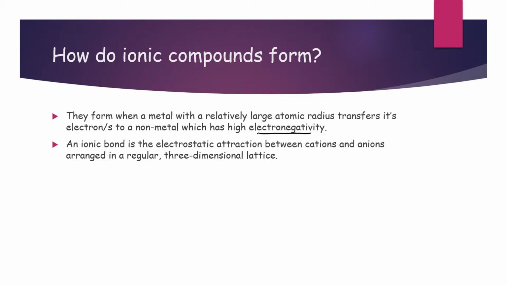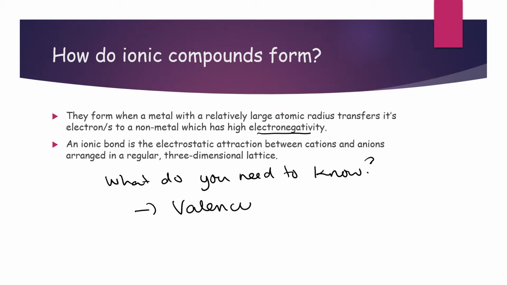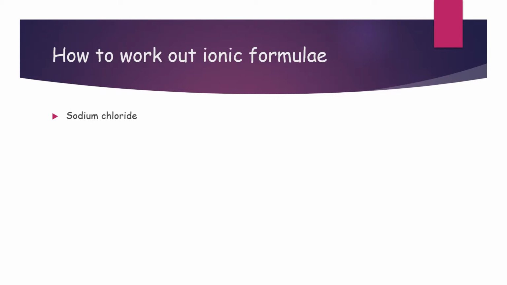So to write formulas, what do you need to know? You need to know your valencies. You need to know what charge each of the ions tends to form. So you need to rote learn these. This will give you your best chance of being able to write a correct formula once you understand how to do that. So let's look at an example.